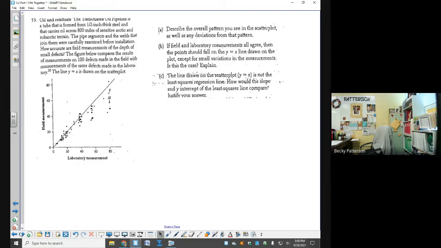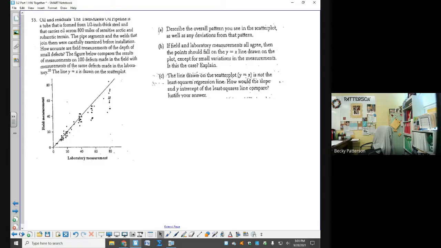Oil and residuals. Oh, yay, more residuals. The Trans-Alaska Oil Pipeline is a tube that is formed from half-inch thick steel and carries oil across 800 miles of sensitive Arctic and subarctic terrain. The pipe segments and the welds that join them were carefully examined before installation. I would hope so. How accurate are the field measurements of the depth of small defects? The figure below compares the results of measurements on 100 defects made in the field with measurements of the same defects made in the laboratory.